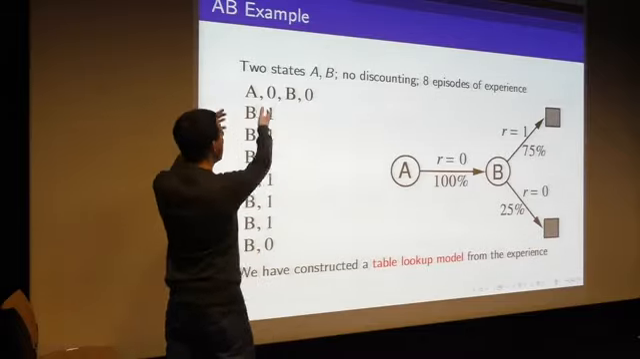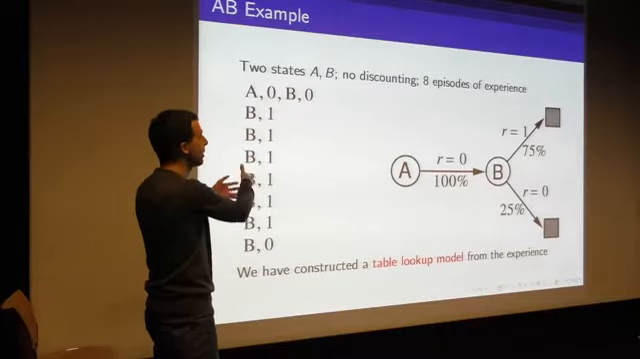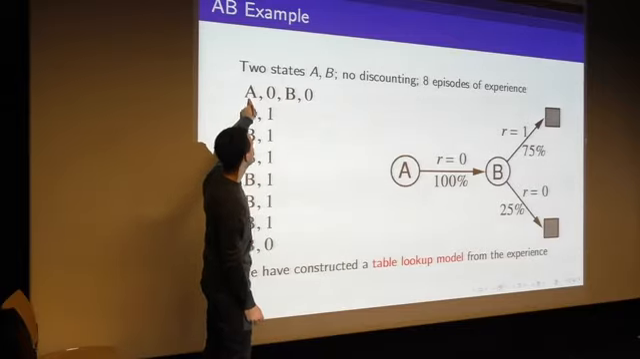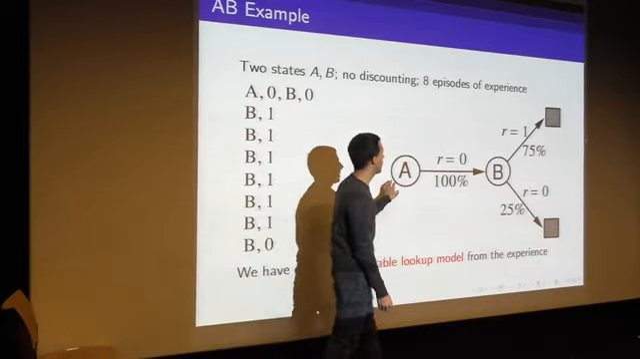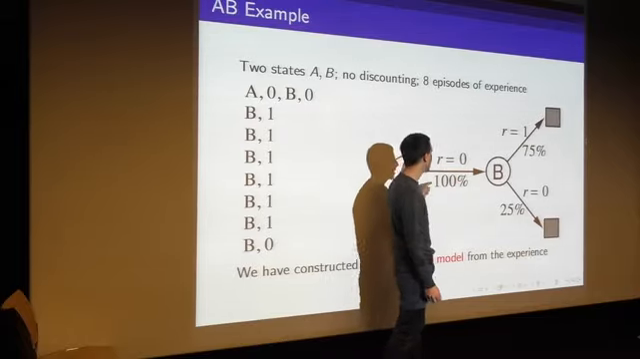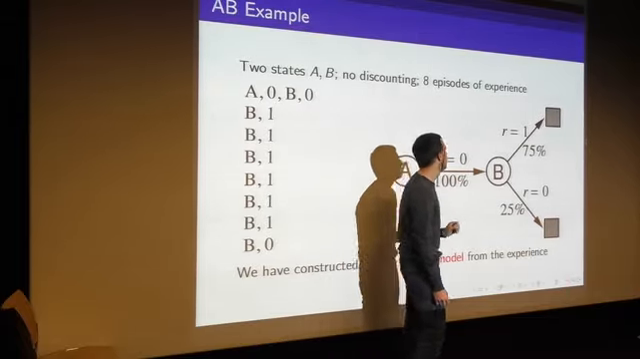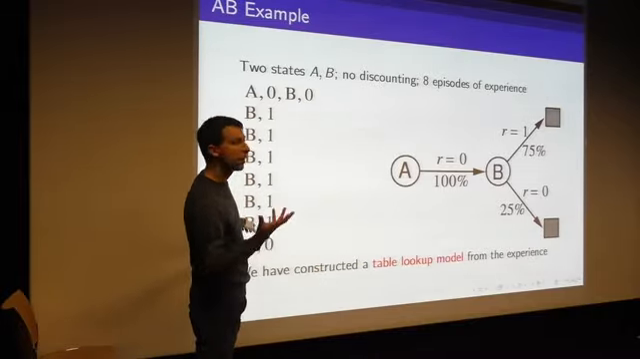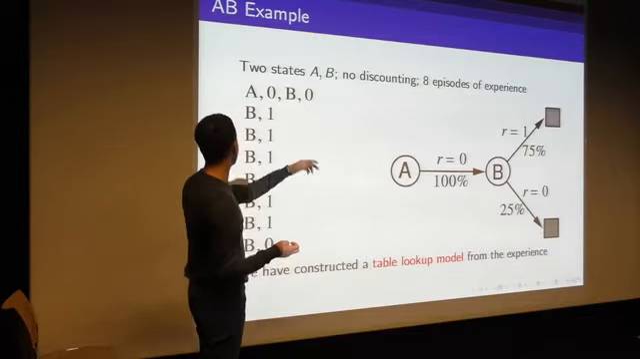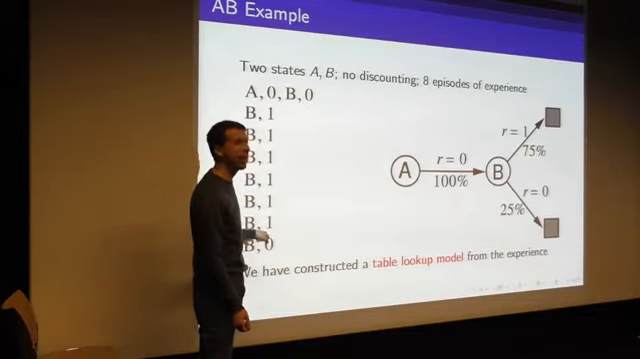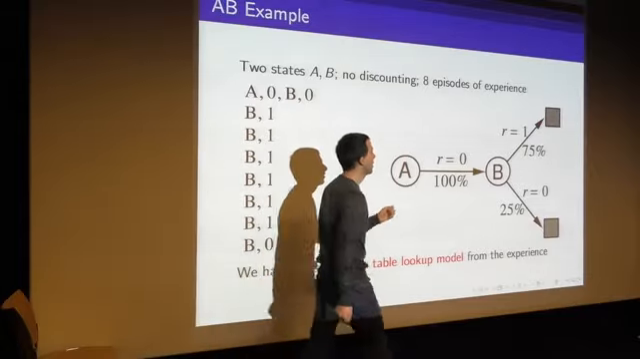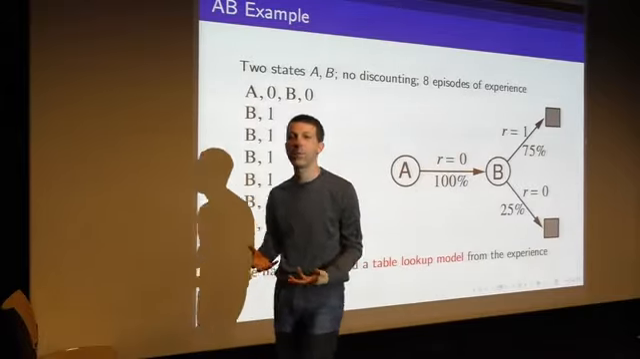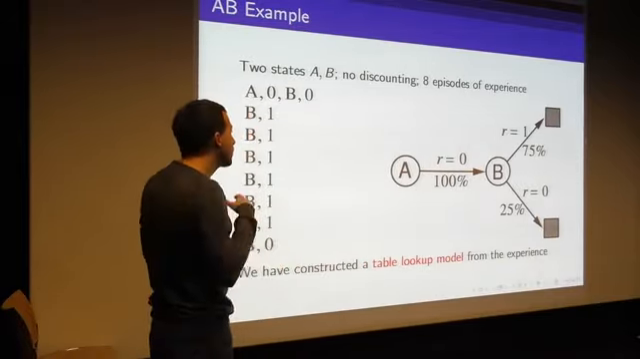So we're going to build the table lookup model that corresponds to these counts and these rewards that we've seen. All we need to do is to count and say, well, every time I was in A, I transitioned to B. So if I count those things, I can make this transition here to say 100% of the time I transition from A to B. And I can count that from B, on 6 out of 8 of my occasions, I transitioned to the terminal state with a reward of 1. And on 2 out of 8 occasions, I transitioned to the terminal state with a reward of 0. So that gives me these two arcs here. So it's just counting. That's all that's required to make a table lookup model.